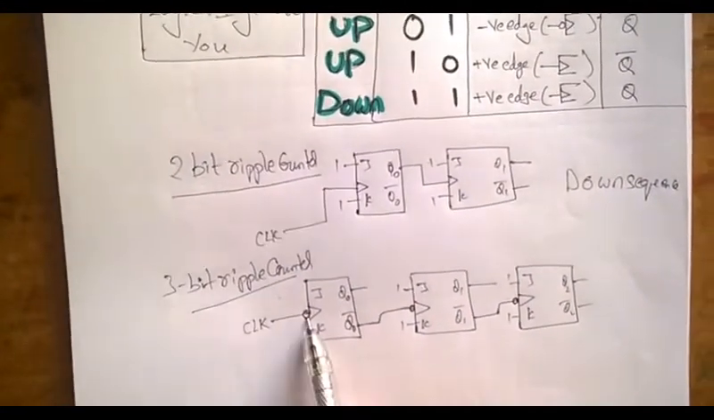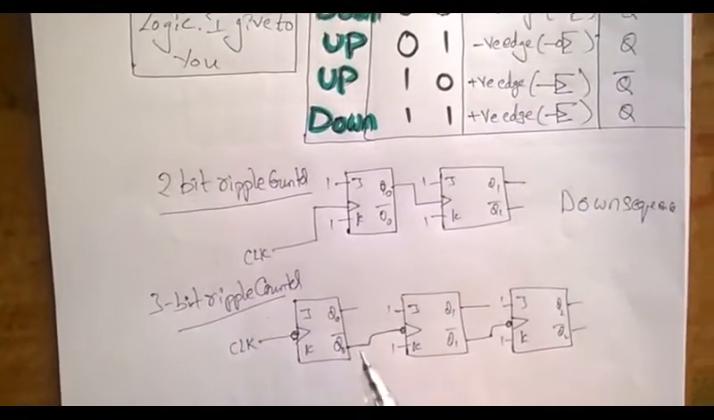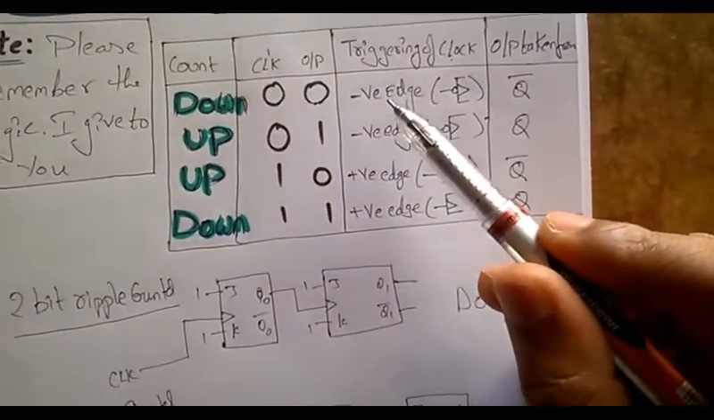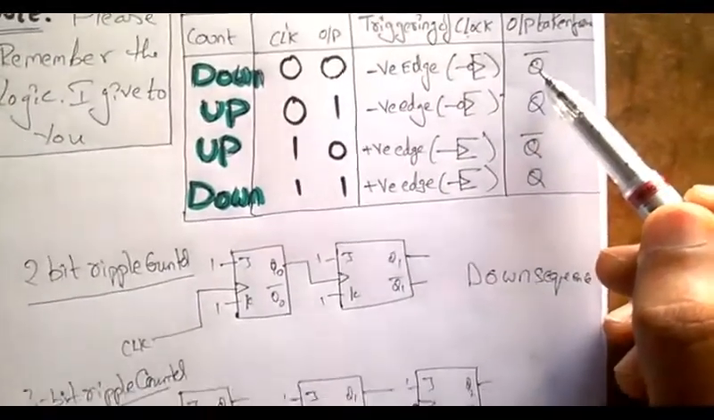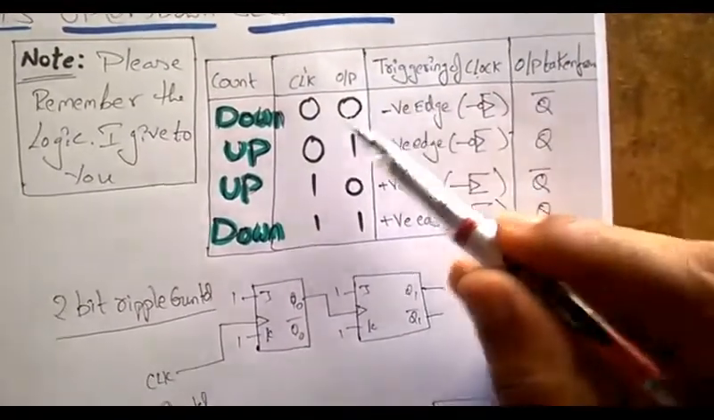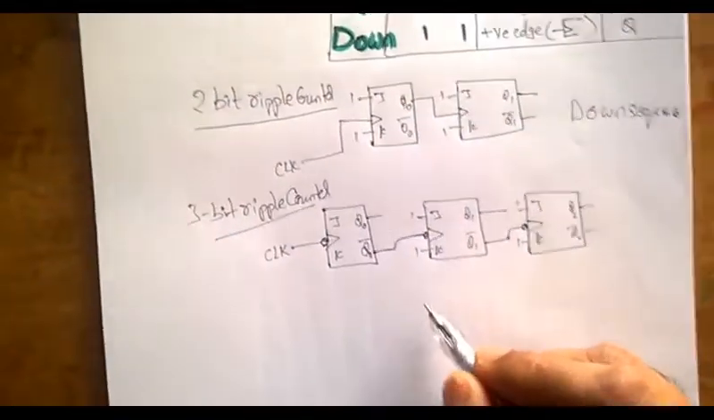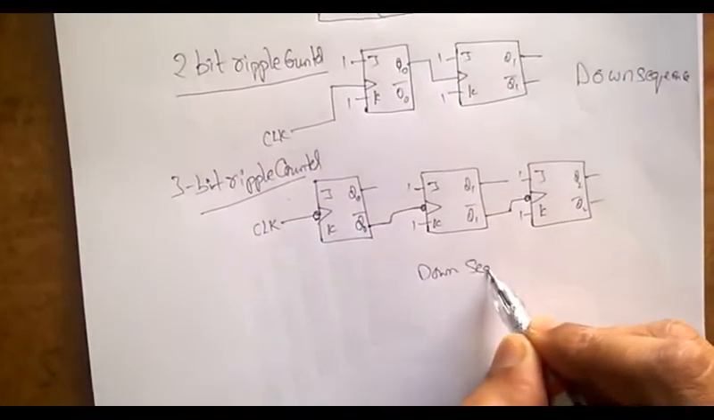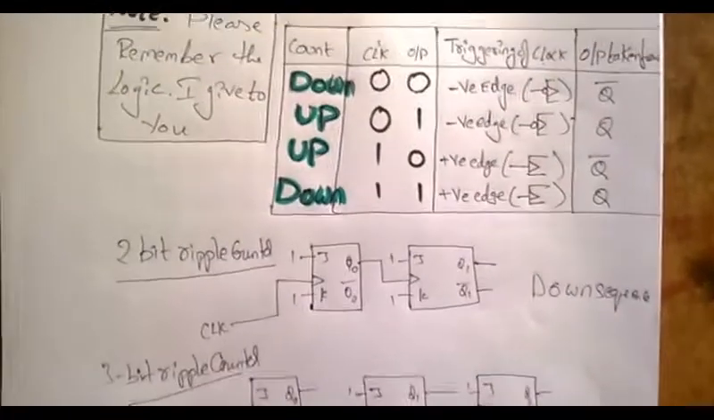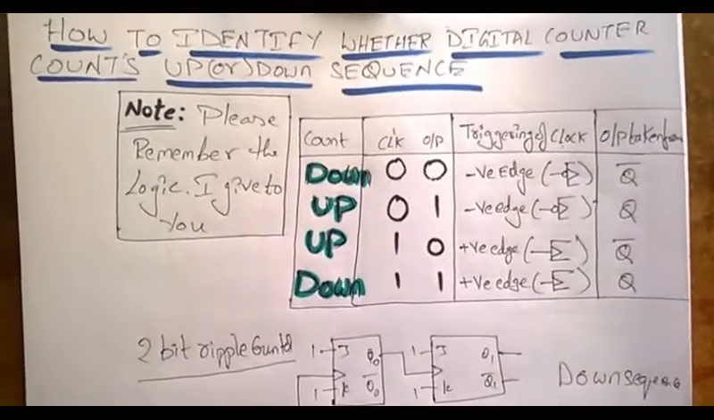See, given negative edge triggered and output is taken from Q bar, right. See, where do we find the sequence? Negative edge trigger and output taken from Q bar, right. See the logic, negative Q bar, it's a down counter, so it counts down sequence. Okay, likewise we can find this for any given circuit.